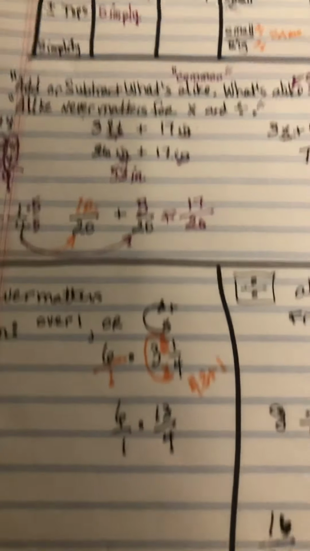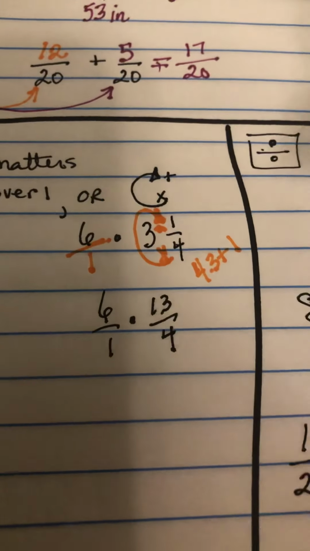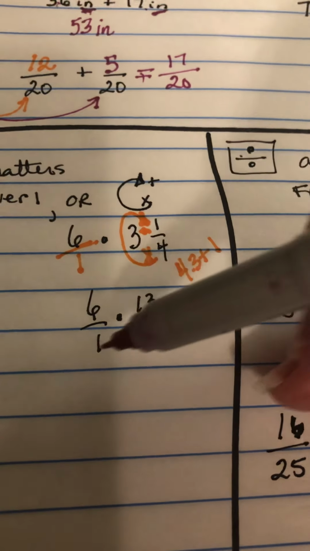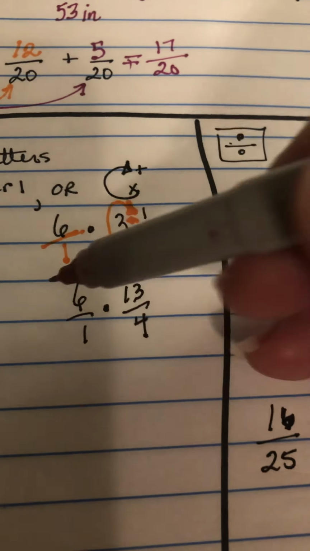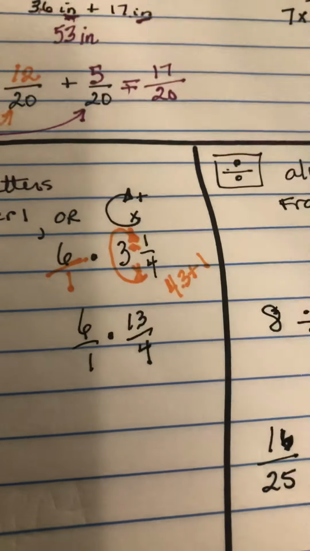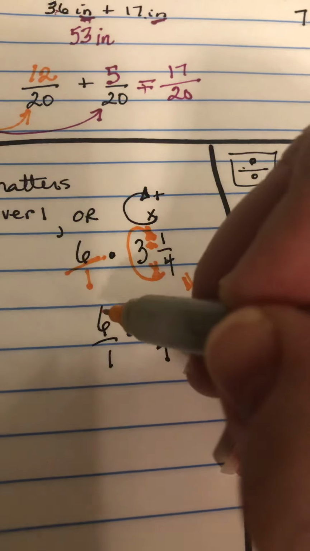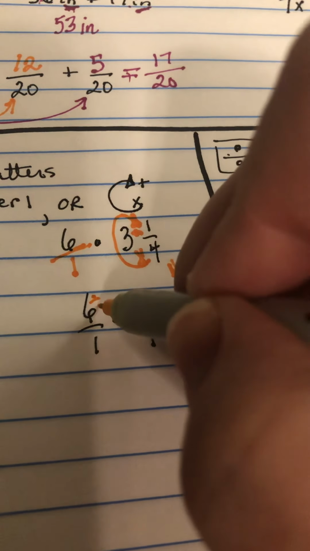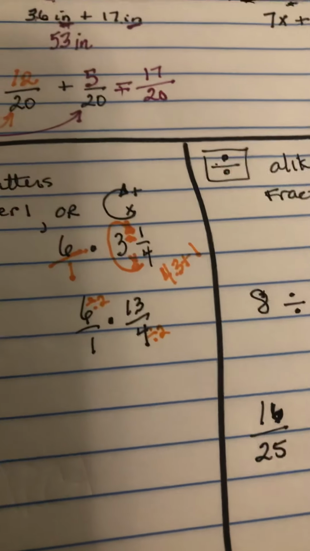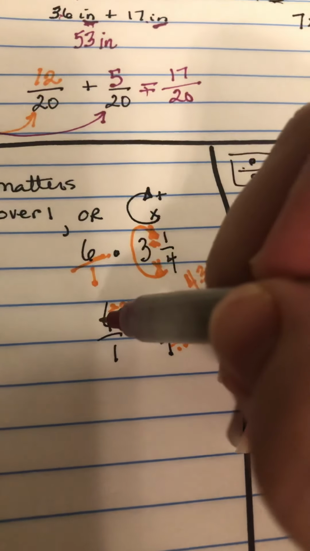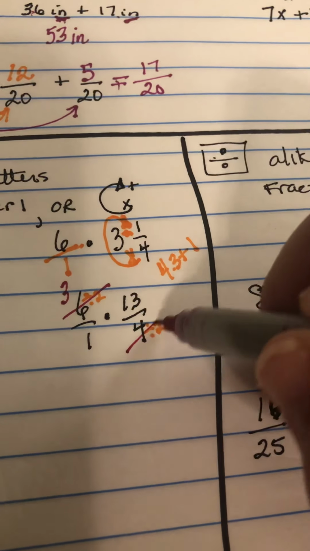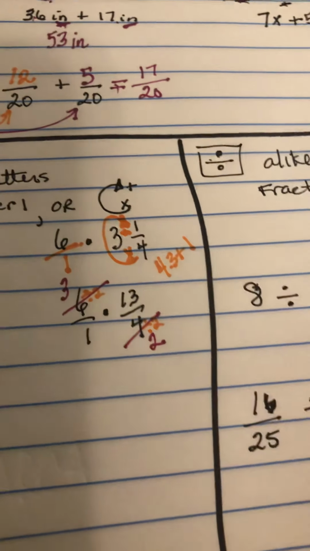So simplifying works like this. You look at both of the numbers on the top and the numbers on the bottom, and you ask, do any of them have anything in common that I can divide with? And sure enough, both 6 and 4 can be divided by 2. They have 2 in common. So if you divide by 2, this becomes 3. And if you divide by 2 here, it becomes 2.